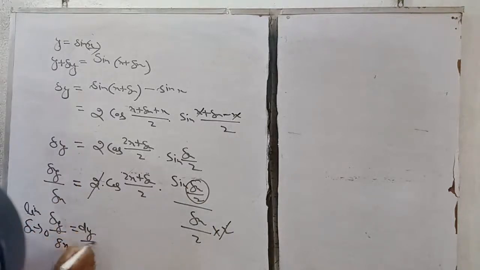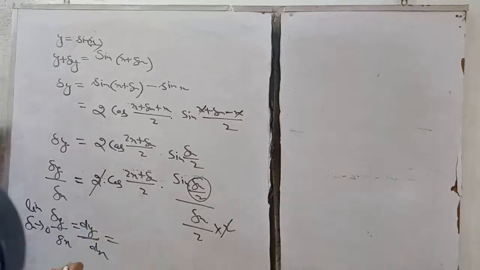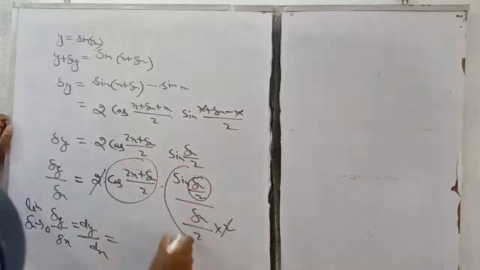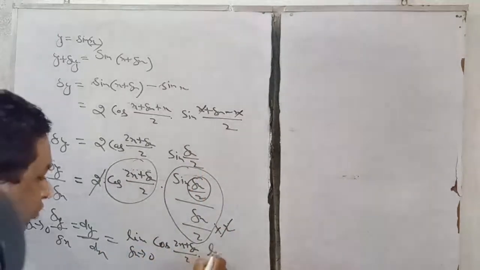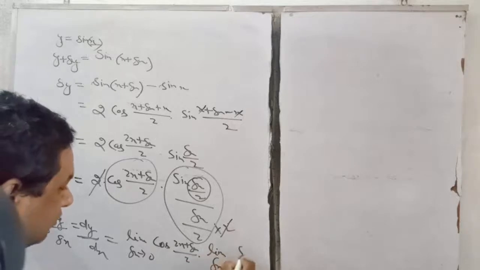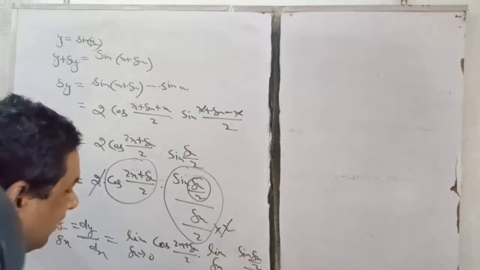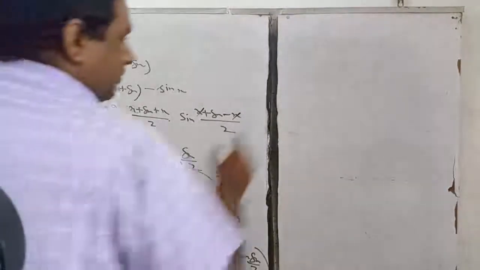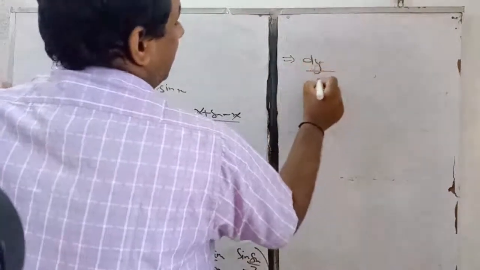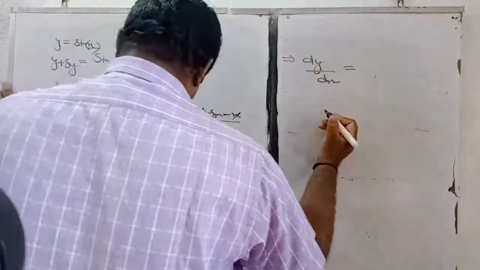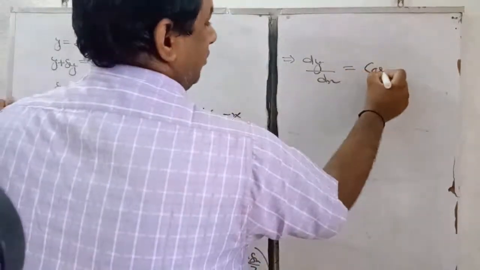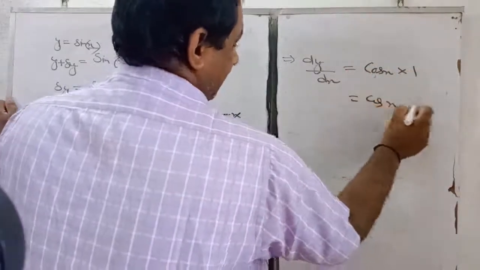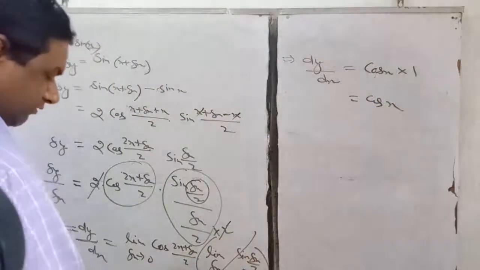This is equal to dy by dx, and there are two functions, first function and then the second function. So limit delta x tends to 0 of cos of (2x plus del x) by 2, times limit del x by 2 tends to 0 of sin of del x by 2 upon del x by 2. So what we are getting: dy by dx is equal to, see, del x is 0, the 2x by 2 becomes x, so it is cos x into 1. That is cos x, because the value of this is equal to 1.